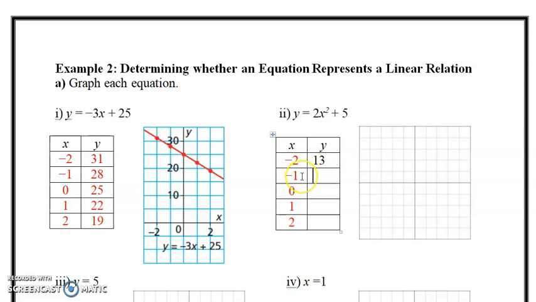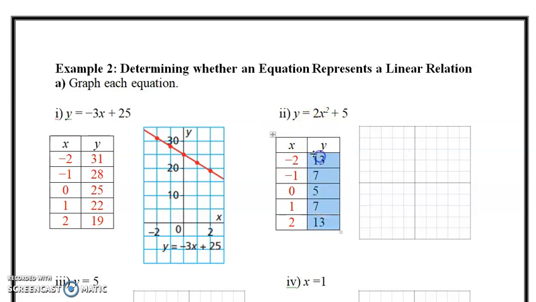Next one is negative 1. Negative 1 squared is 1. 1 times 2 is 2. 2 plus 5 is 7. Put 0 in. 0 squared is 0. 0 times 2 is 0. 0 plus 5 is 5. Put a 1 in. 1 squared is 1, times 2 is 2, plus 5 is 7. You're getting the same value back because you're squaring a negative, so this would be 13.